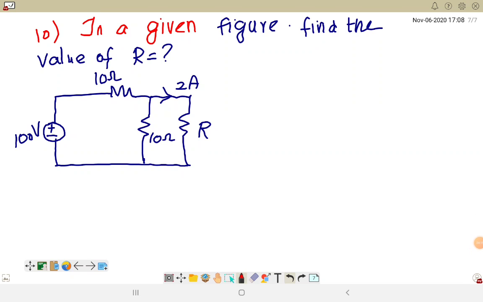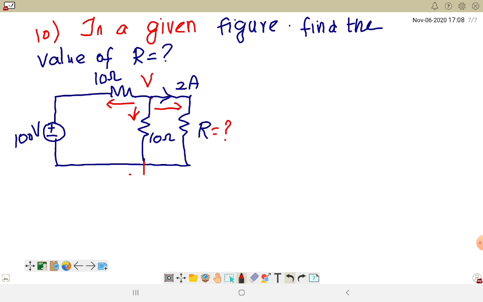Next, problem number 10. In the given figure, find the value of resistance. Here in the circuit, one of the branch currents is given as 2 ampere. And the question is to find the resistance R. Here one of the best methods used to find the resistance R is the nodal method. I have to mark the nodal voltage here, that is V. And also I have marked the currents. All the currents are flowing away from the junction.